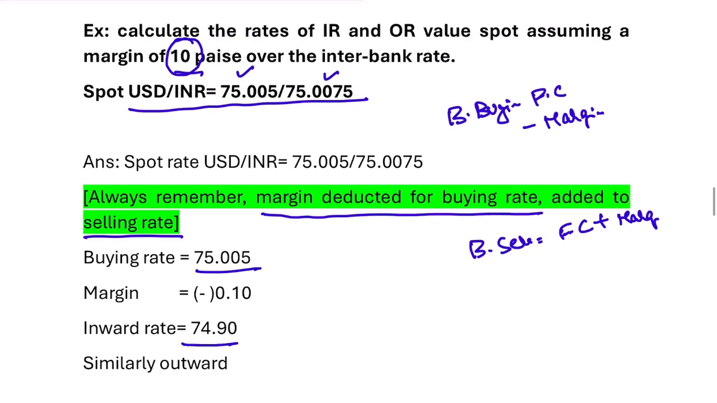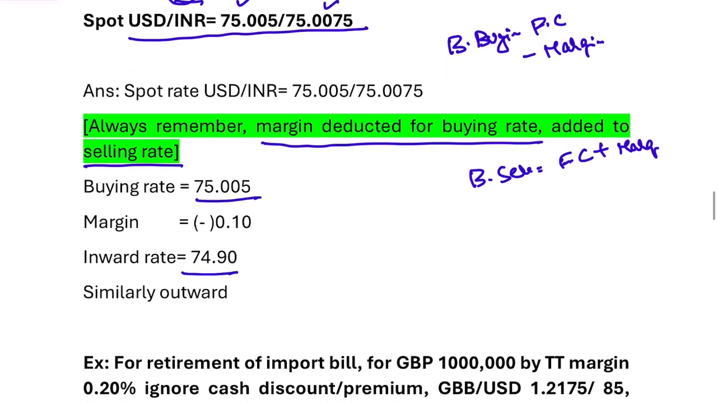And the outward remittance value. Outward remittance means what? It is nothing but selling transactions. So we consider the selling rate.